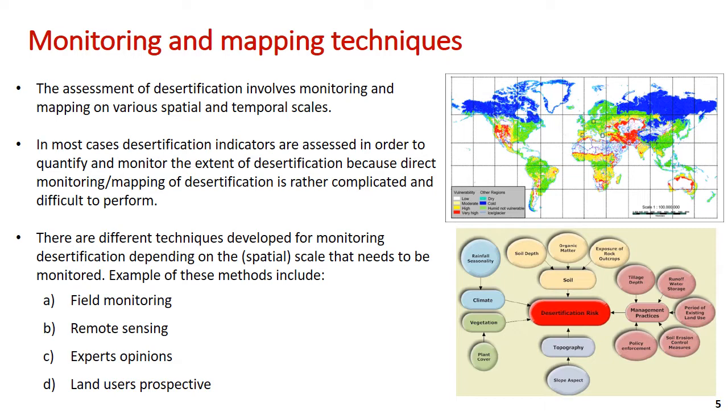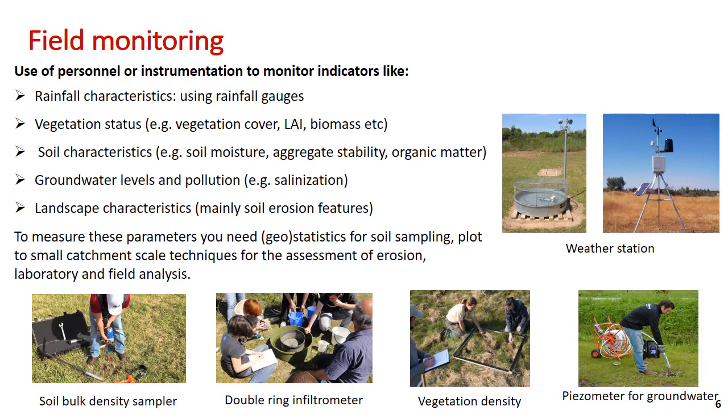And there are basically 4 different techniques to do the monitoring, or to get the desertification into a temporal and spatial scale. By spatial scale, we mean over the area, over different places. And the temporal scale means over time, the changes over time. So we can use field monitoring, secondly, remote sensing, third, expert's opinion, and fourth, land user perspective. So let us get to know each one of these techniques, and let us start with field monitoring.